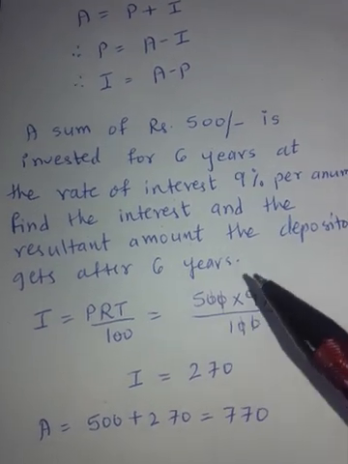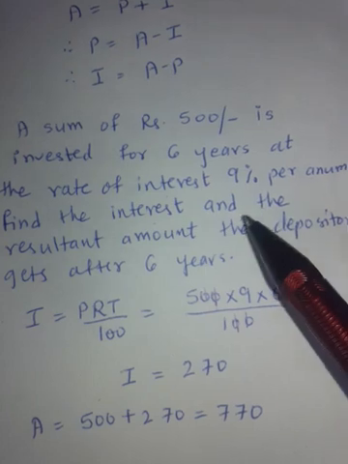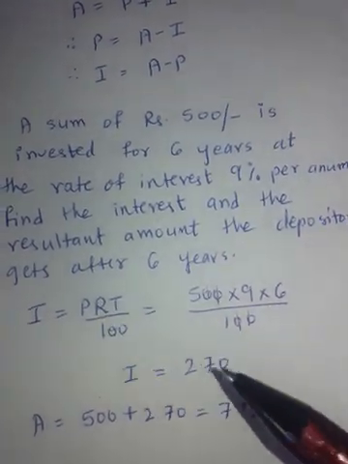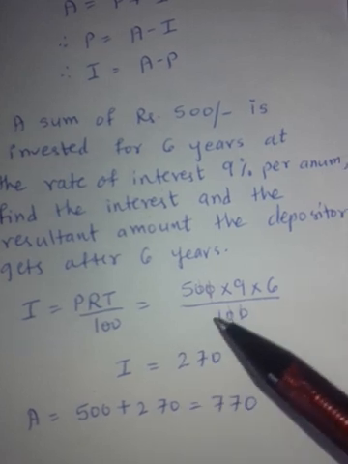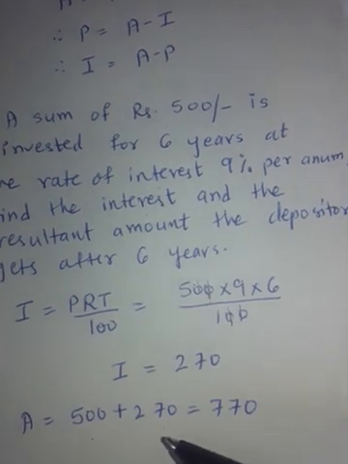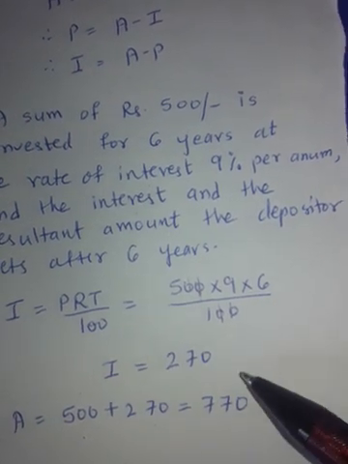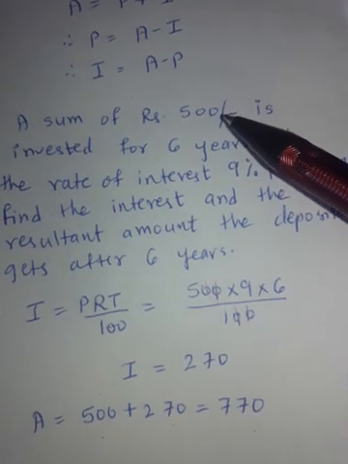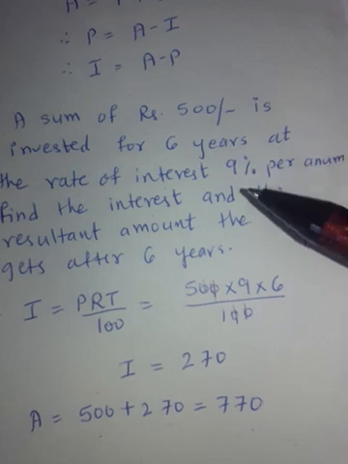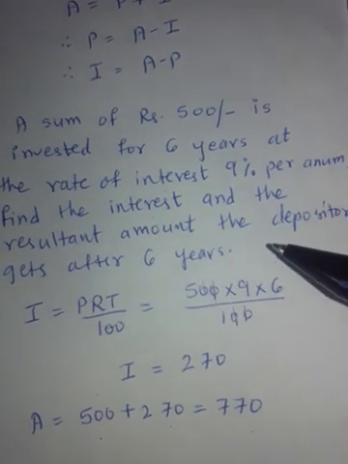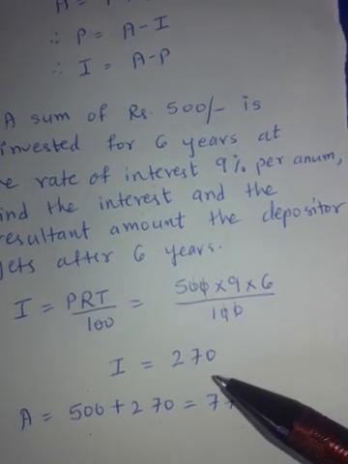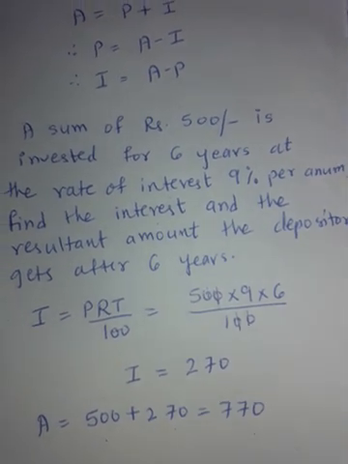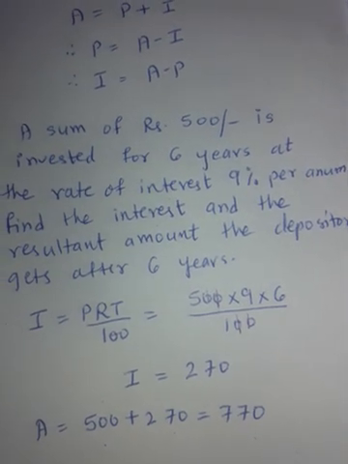But the question is not the interest. They are saying find the resultant amount. Resultant amount means to this principal, now you will add this interest. So 500 plus 270, you will get 770. So when you deposit 500 rupees for 6 years at 9% rate, at the end of 6 years you will get back 770. Very easy and very straight examples.